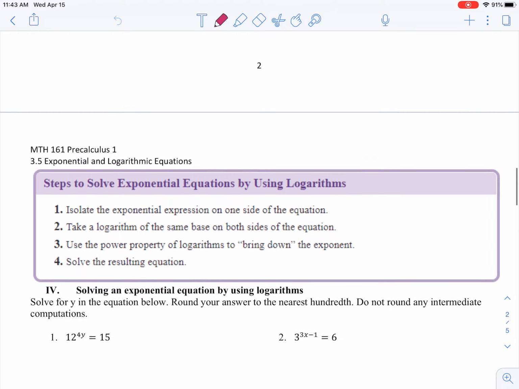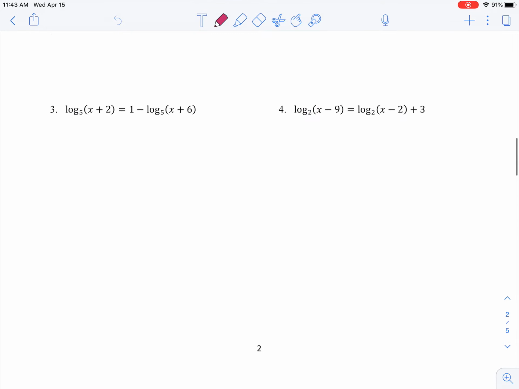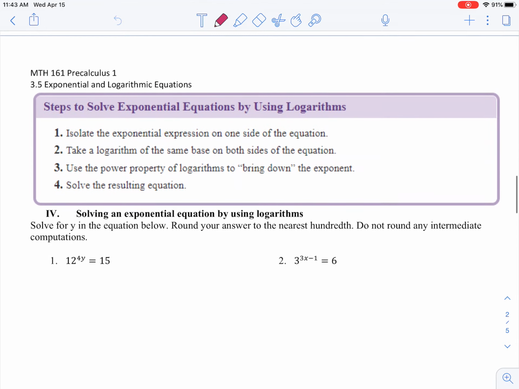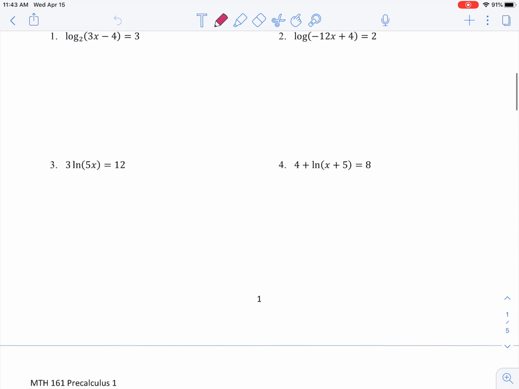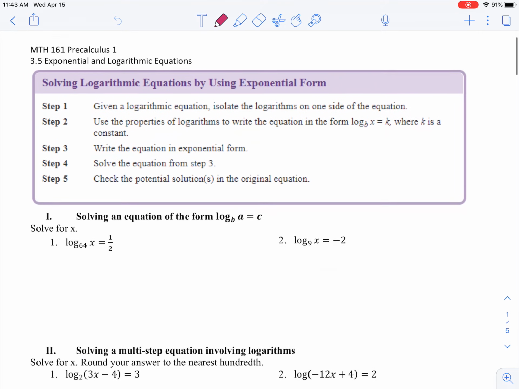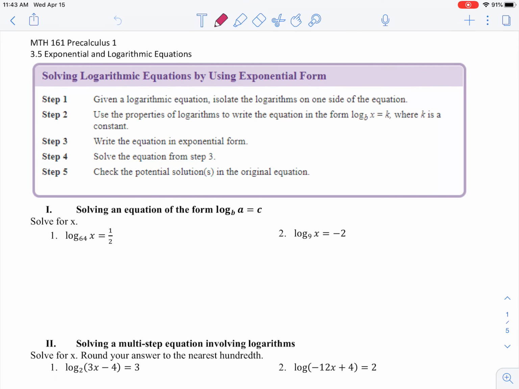All right, so probably gonna go over the logarithmic equations first on the first 2 pages, and then I'll stop and I will come back and go over the exponential equations on a separate video, okay? All right, let's solve some log equations. So I got some steps listed here for you.